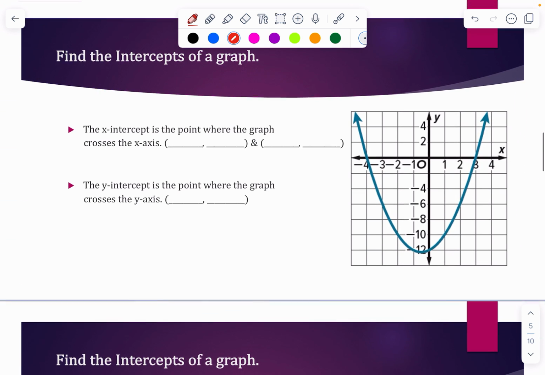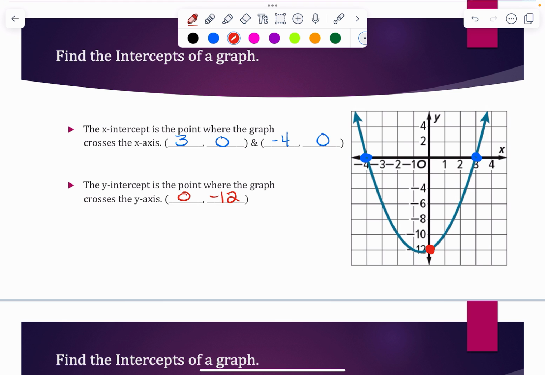Let's try a couple more. So you'll notice here, we're going to end up with two x-intercepts because it's crossing in two places. So the first one it crosses at is at 3, 0. The second one it crosses at is -4, 0. Then I look at my y-intercept. I'm crossing down here, which would be at 0, -12.